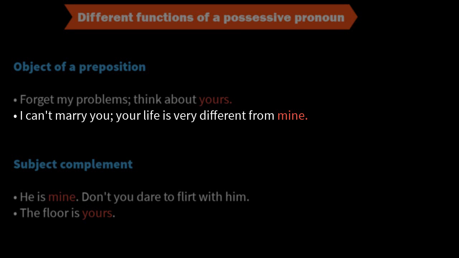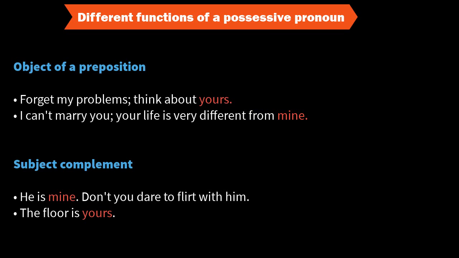Your life is very different from mine. From mine. Mine is a possessive pronoun, not followed by any noun, right? Simply a pronoun followed by a preposition. From. Alright? Your life is different from mine, the life that I have. Simple. In these two examples, it's working as an object of a preposition.